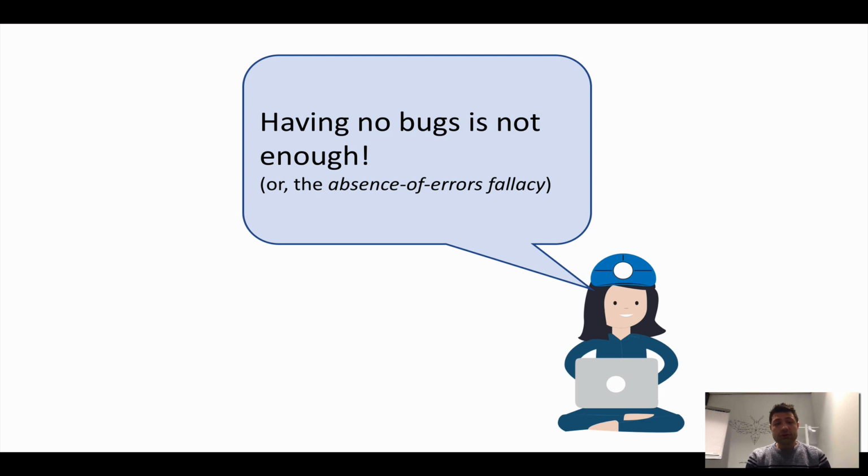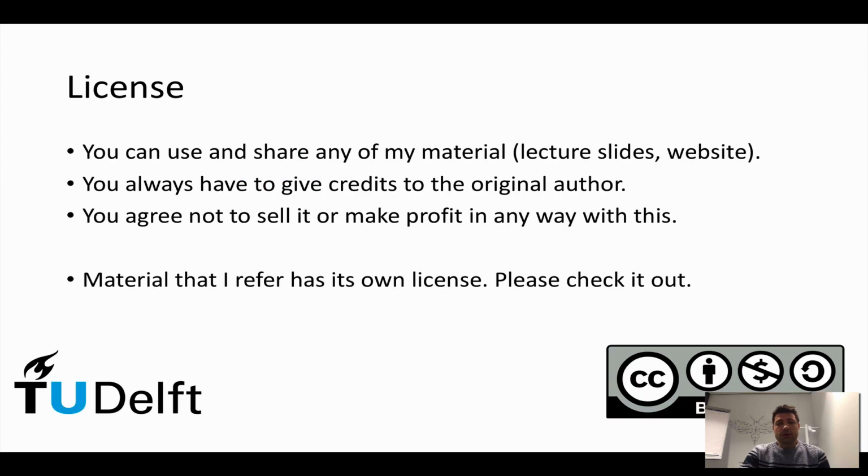Having no bugs is not enough. This is related to verification versus validation. If you don't have bugs, this doesn't mean your software is useful, right? Maybe your software doesn't do what the customer wants it to do, and then at the end of the day, there are no bugs, but the software is not useful. So this is why validation is also important. So that was it, the principles.